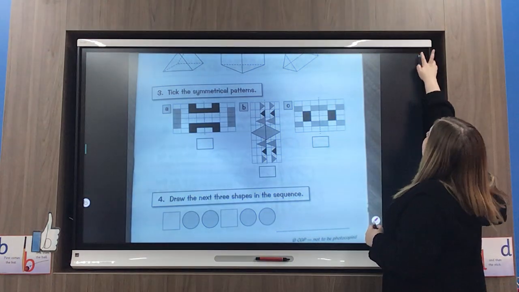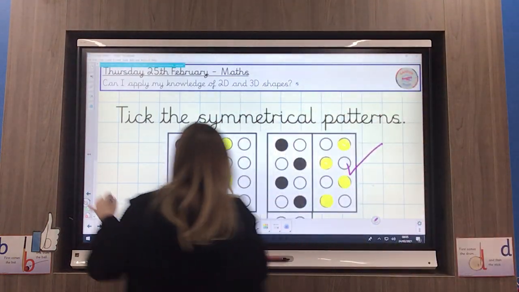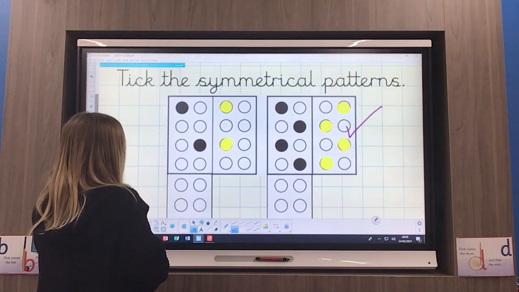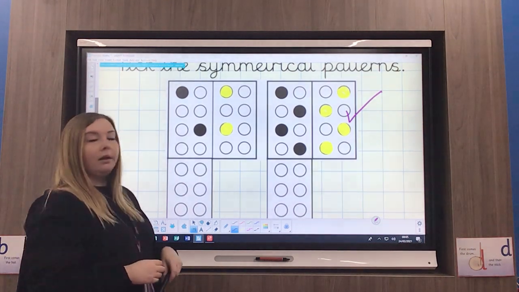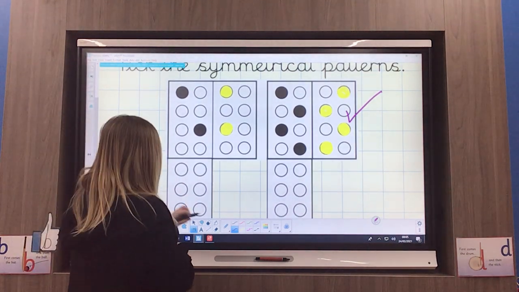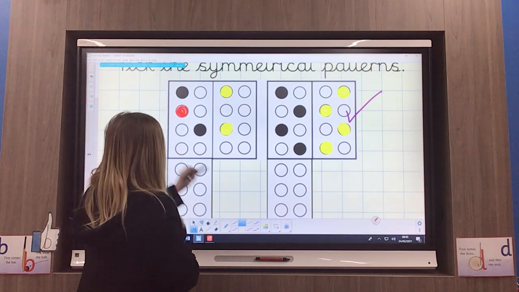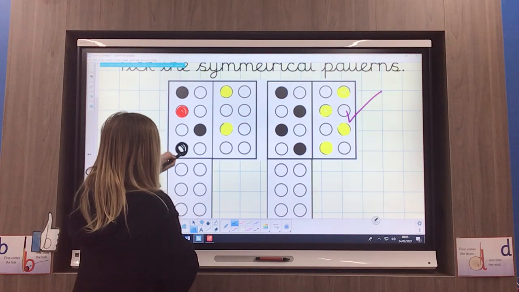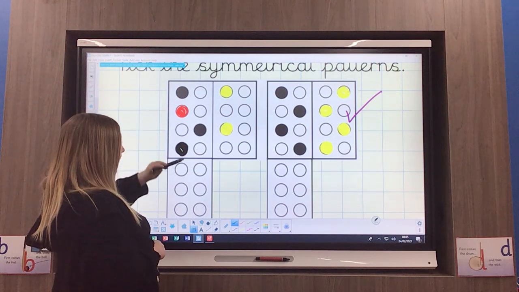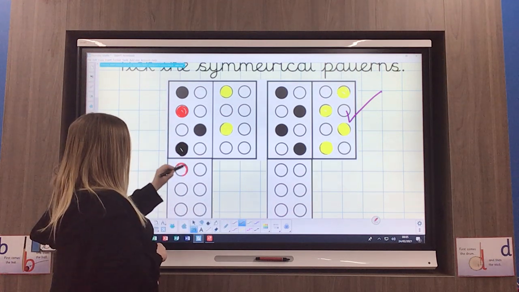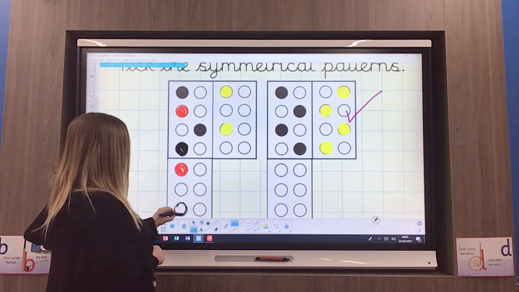And then your final question for today, Year 4, is asking you to continue a pattern. So we're going to have a go at continuing a pattern here. So let's continue our pattern. So it goes black, red, white, black, red, white, black.